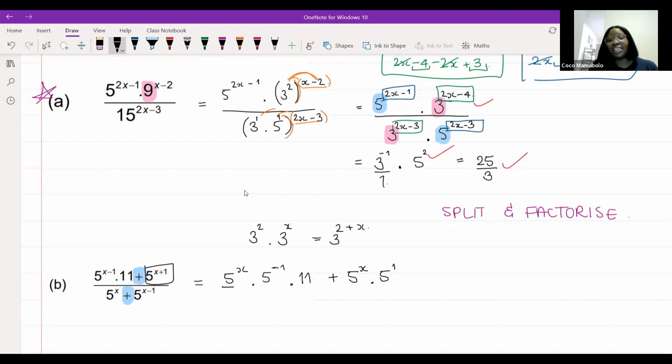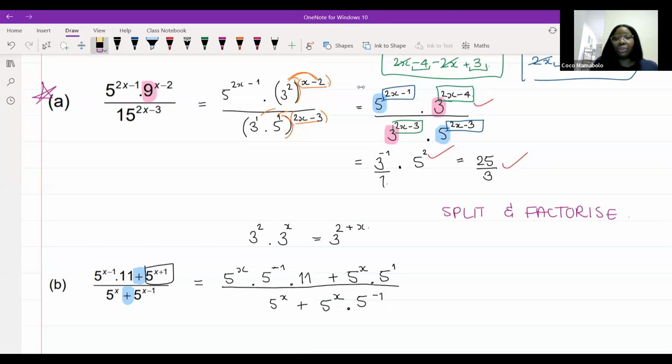Thanks. Okay, divided by, let's go to the bottom, guys. We're going to do the exact same thing at the bottom. We're going to go 5 to the power of x plus 5 to the power of x multiplied by 5 to the power of minus 1.